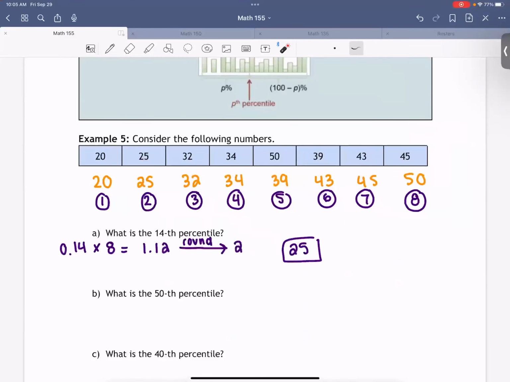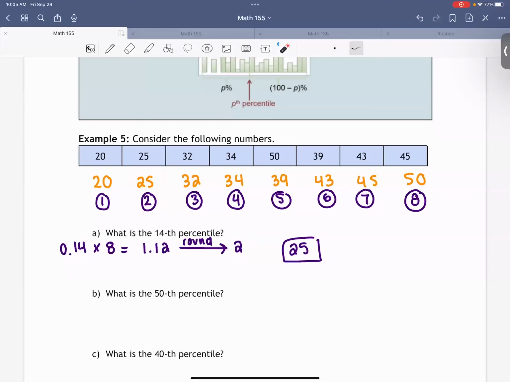So first of all, I had example number 5. I had these numbers. The first thing I did was write the numbers in order. I also numbered each of the numbers, so I know what the 7th number and what the 3rd number is and so on. To find the 14th percentile, I just took 0.14 and multiplied it by the number of things. I got a decimal. Even though it was 1.12, I still rounded it up to 2 because we're ignoring the laws of math here. For percentiles, we just round up. And our second number was 25.